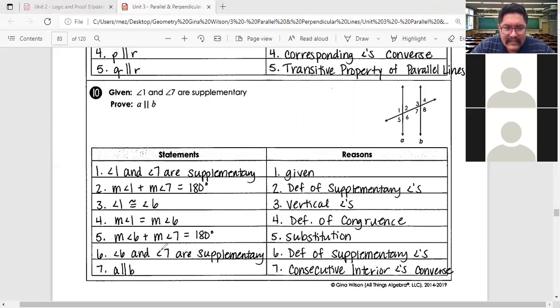Anyway, 6 and 7 are supplementary. So 6 and 7, that's these two here. That is the definition of supplementary angles. They're also consecutive interior angles as well, which it looks like is what they said right here. So they're trying to get these two so they could use the consecutive interior angles converse. So that would mean A and B are parallel, if we know that for sure.